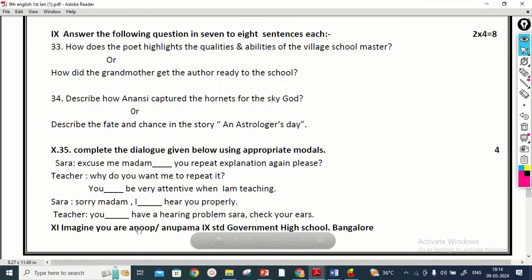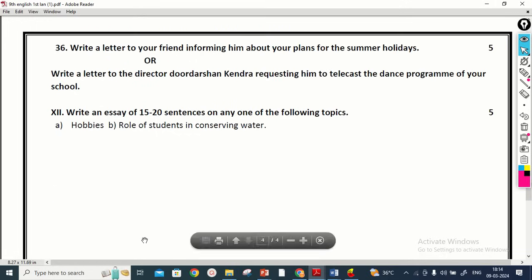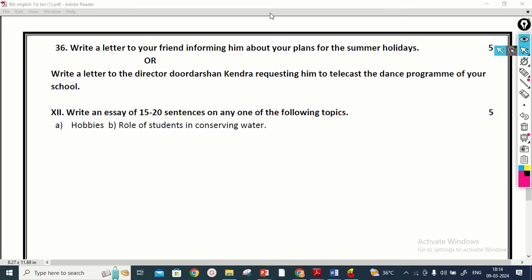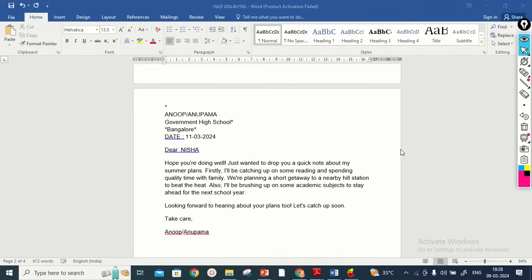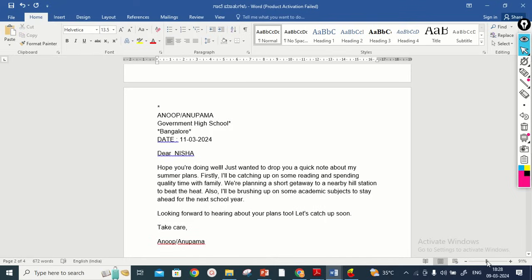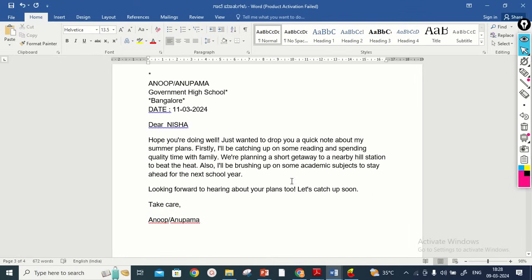And then we write: imagine you are Anup or Anupama of 9th standard, Government High School, Bangalore. Write a letter to your friend informing him about your plans for the summer holidays. Write a letter to the director, Doordarshan Kendra, requesting him to telecast the dance program of your school. So students, this is the letter to the friend. You have to write like this. By writing the address, at the last you have to write your friend's address also. You have to refer to this for writing an informal letter.